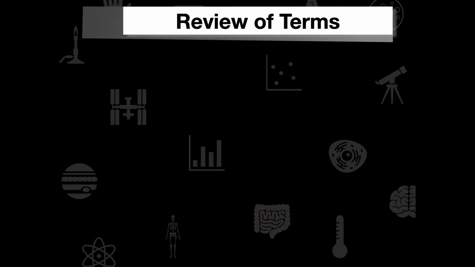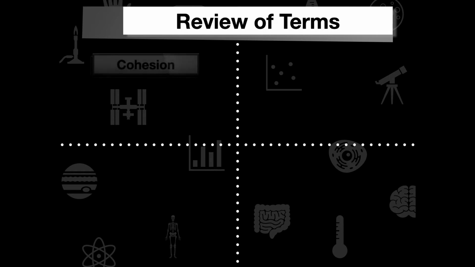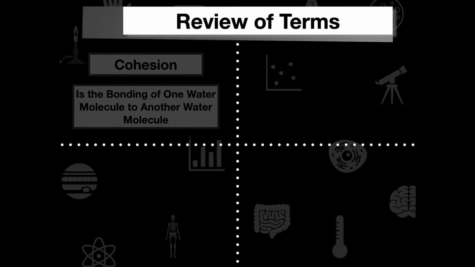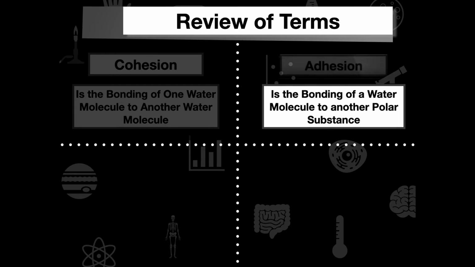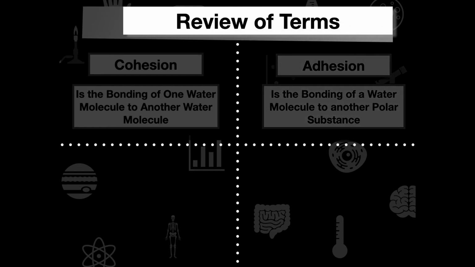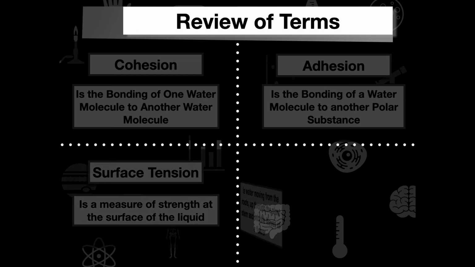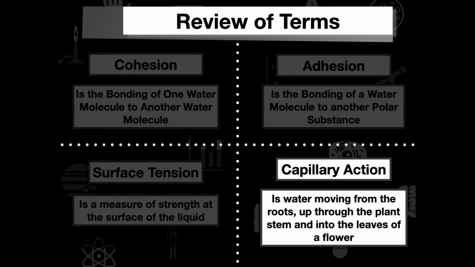All right, so let's go through and review the 4 terms that we must know. We're going to break it up into blocks. Cohesion is the bonding of one water molecule to another water molecule. Adhesion is the bonding of a water molecule to another polar substance. Surface tension builds upon cohesion, and it's the measure of the strength at the surface of a liquid. And then lastly, we have capillary action. This is the water moving from the roots up through the plant stem into the leaves of a flower, allowing photosynthesis to occur.